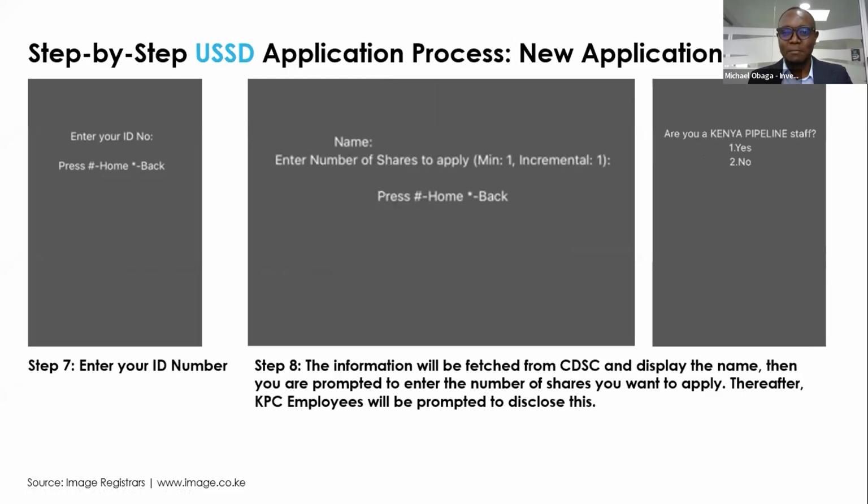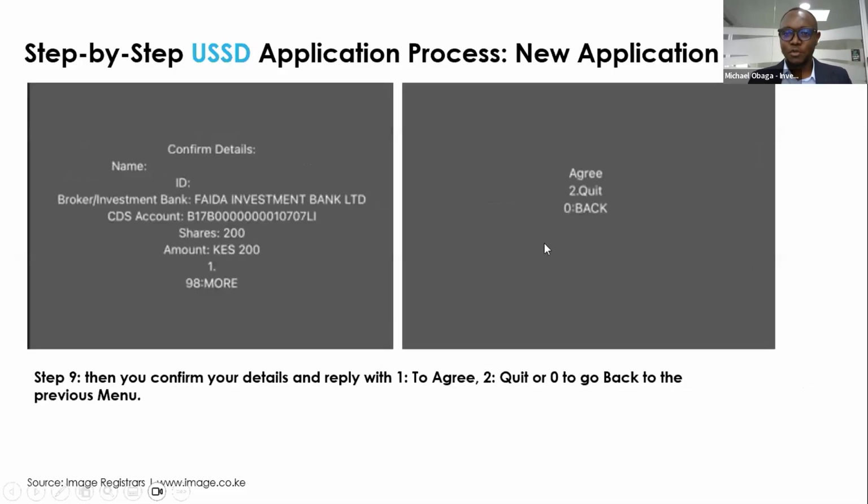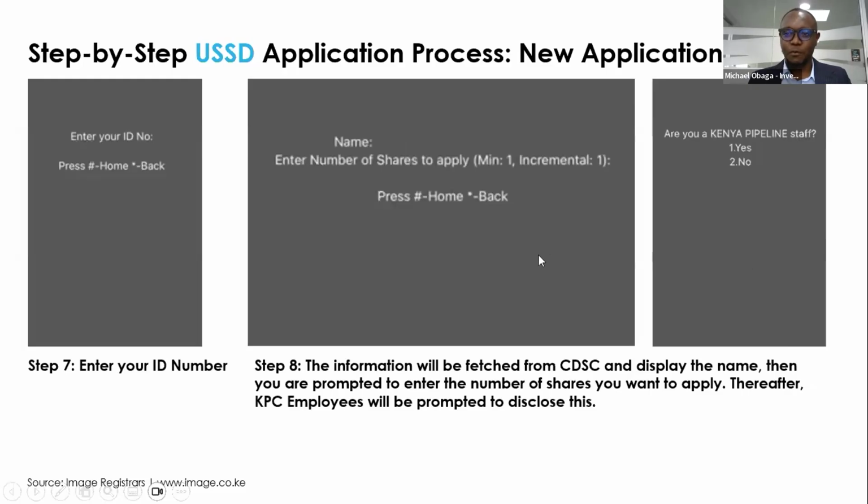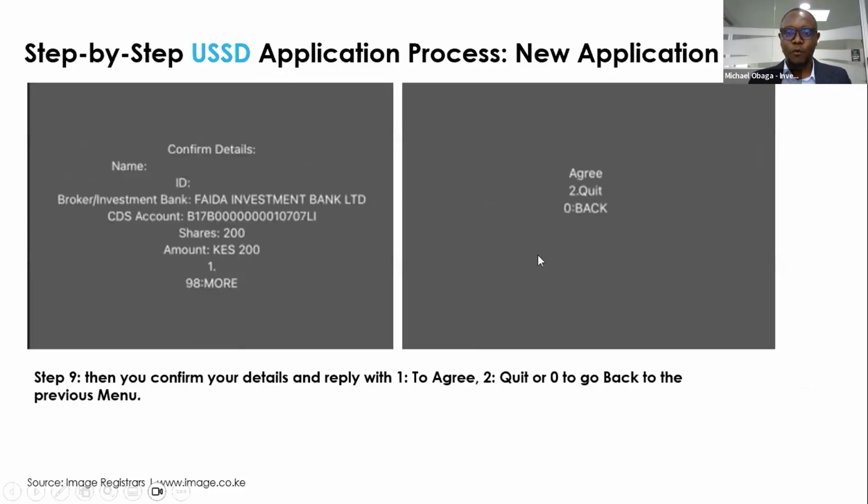The minimum is 100 shares. You can buy either 100 shares, 101 shares, 10,000 shares, and so forth. You enter the number of shares you want to purchase, and then it will prompt you to choose whether you are staff or not. So then you move on to confirming the details.